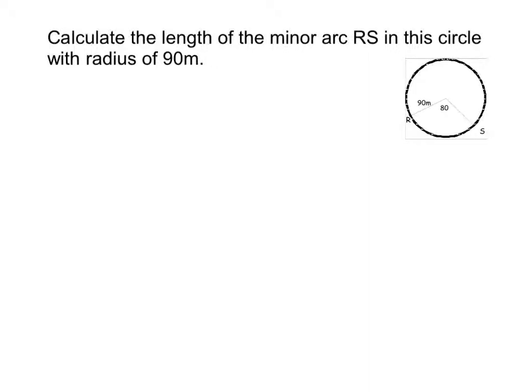This is Unit 1 Outcome 5, and the first question asks us to calculate the length of the minor arc RS. Now an arc is part of the circumference. So the first thing to do here is calculate the circumference, which is pi times the diameter. Remember, you don't get given this in the exam.